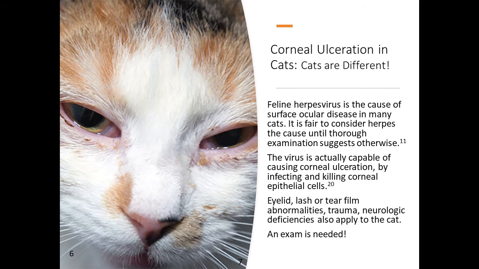Corneal ulceration in cats is different. Feline herpes virus is the cause of surface ocular disease in many cats. It is fair to consider herpes the cause until thorough examination suggests otherwise. The virus is actually capable of causing corneal ulceration by infecting and killing corneal epithelial cells. Eyelid, lash, or tear film abnormalities, trauma, and neurologic deficiencies also apply to the cat. An exam is needed.